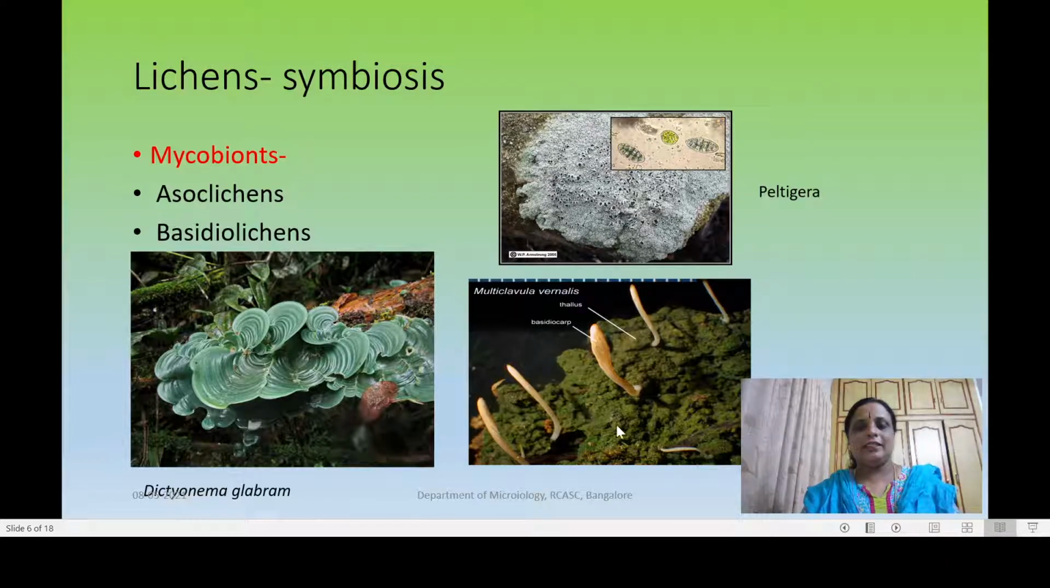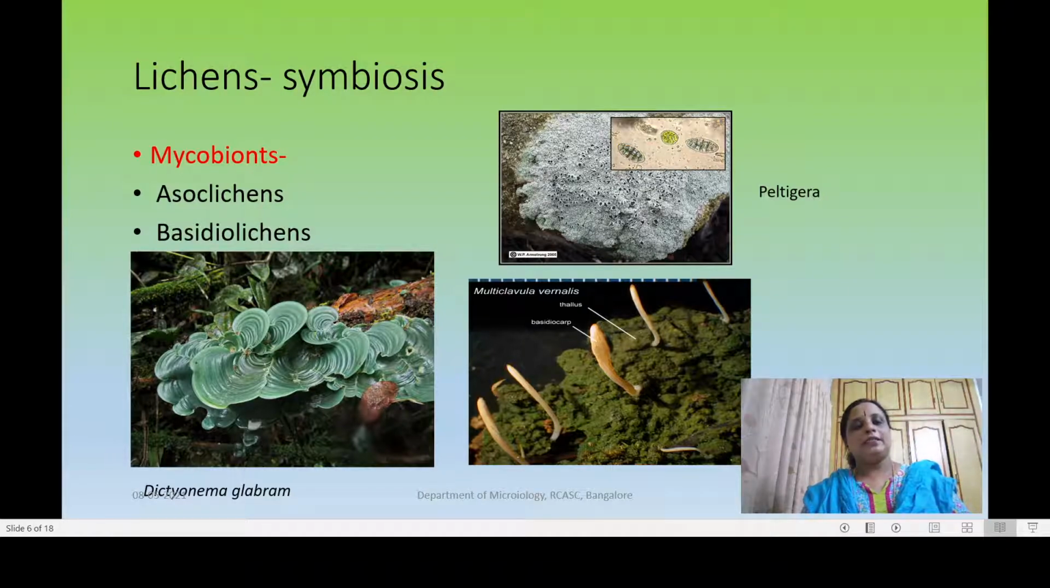You can see here the basidiocarp. These are basidiocarps, and they produce spores. We have studied that they produce a special kind of spores called basidiospores from a structure called basidia. And these basidia are formed from a special fruiting body called basidiocarp. Hence, because of this property, this group of lichens are called basidiolichens.